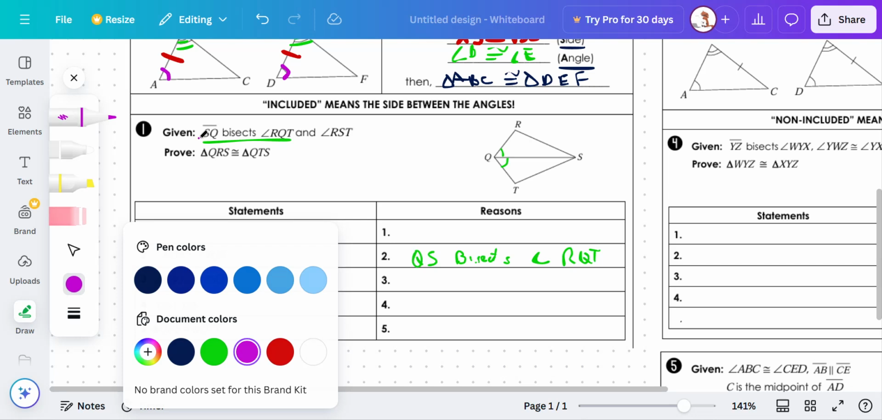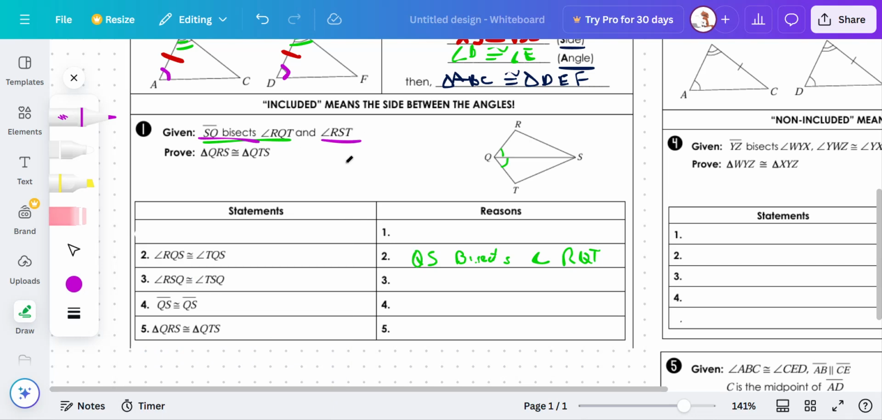The second piece of information is it tells me that this also bisects RST, which is this angle over here. So that tells me that RST's 2 halves are congruent. So we've got RSQ on the top and TSQ on the bottom. So how do I know RSQ and TSQ are the same? Because QS bisects, oh, this is painful.